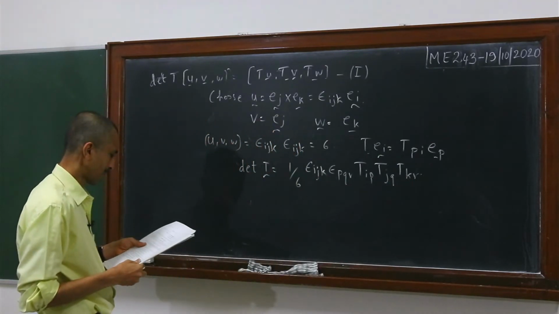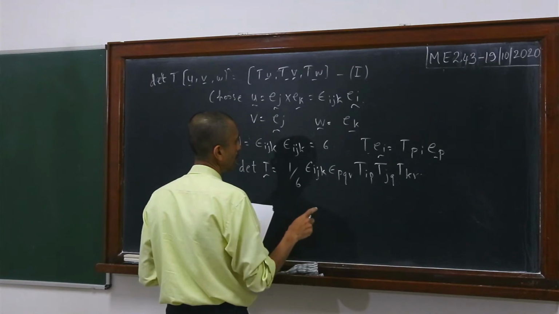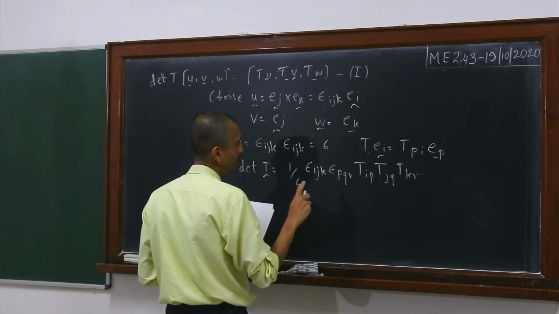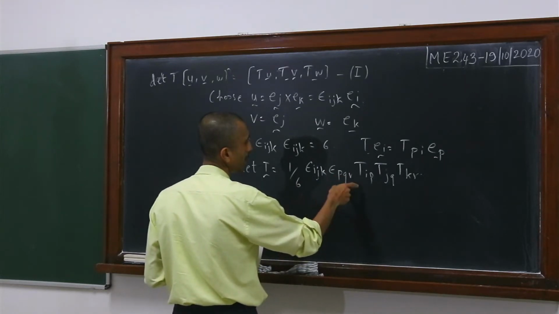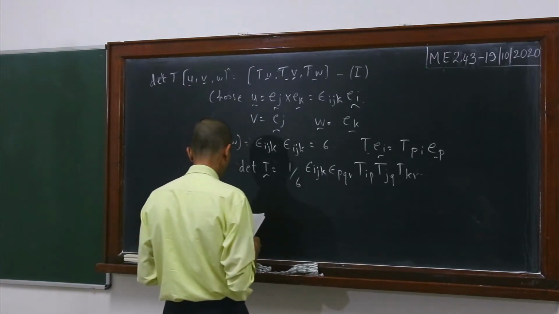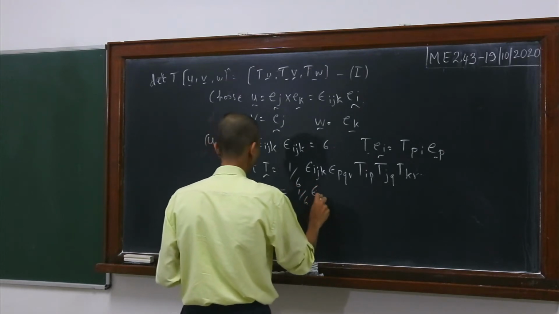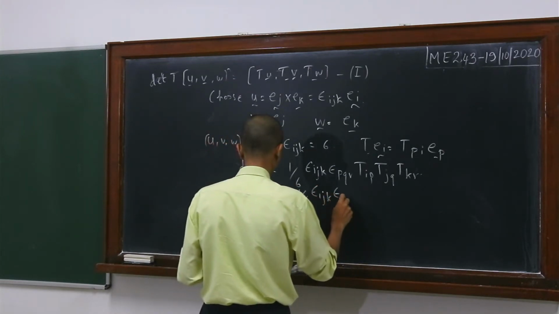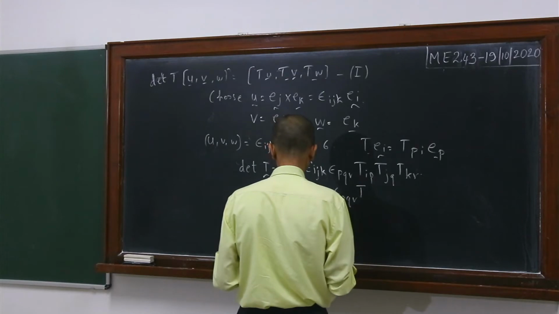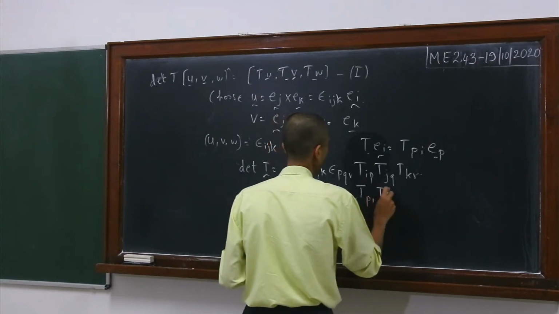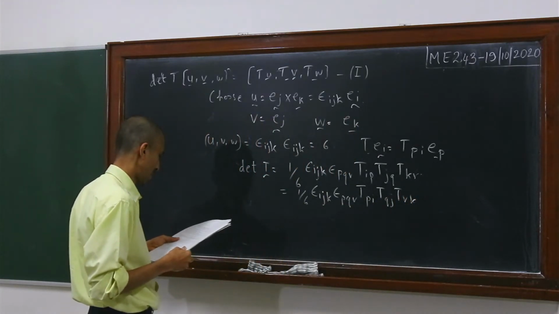Actually, if you interchange the dummy indices, so that means you call I as P, J as Q, and K as R, and P you call as I, Q you call as J, and R you call as K. So if you interchange the indices, then you will also get this other formula, which is epsilon IJK epsilon PQR times T Ip. So instead of T Ip, you will get T pI T qJ T rK. So this is the other expression that you will get here.